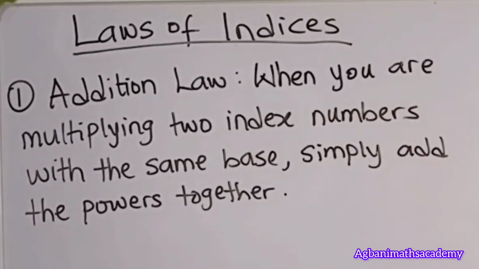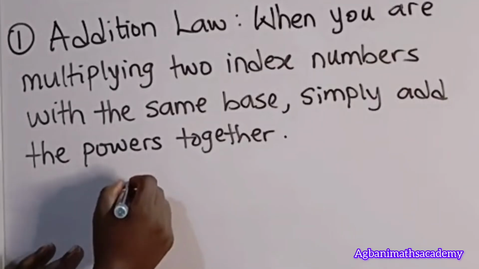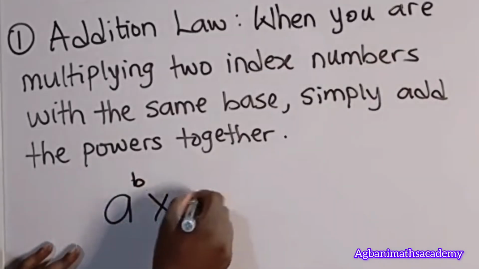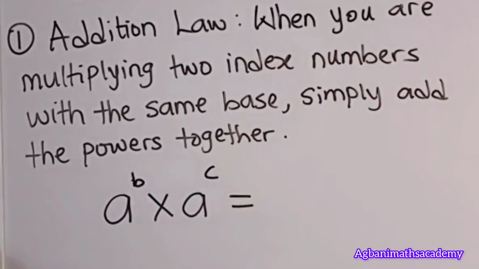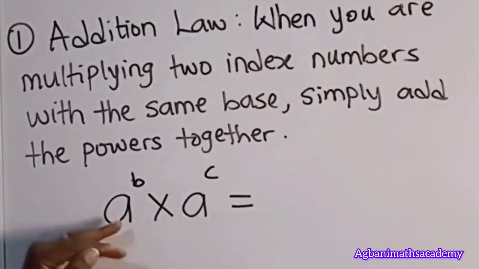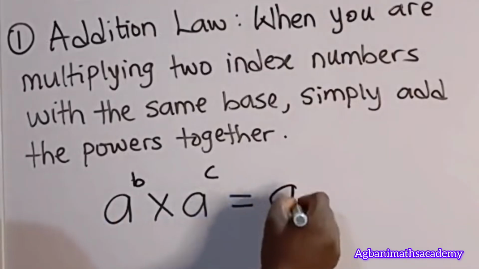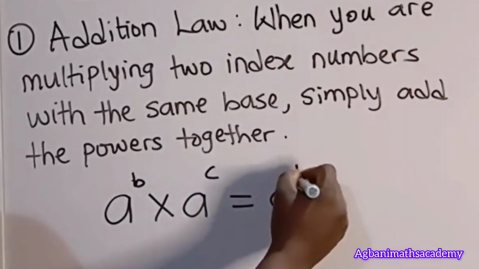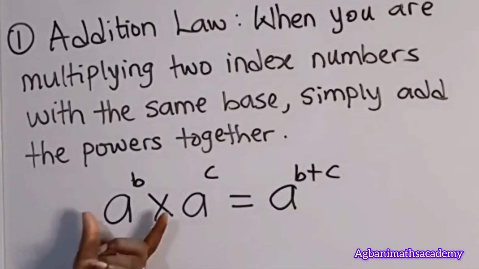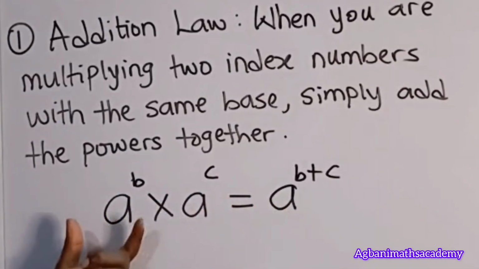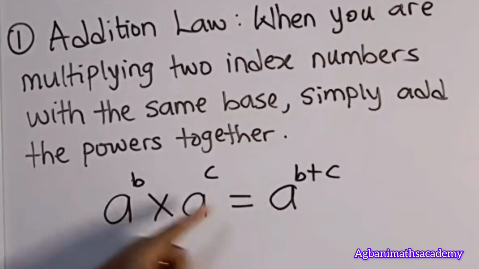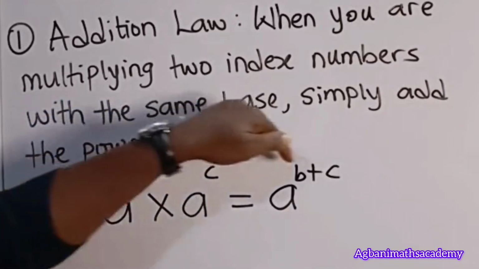So this law means if you have a to the power of b multiplying a to the power of c, what we are going to get is, now if you look here, the base here is a, the base over here is a, so the bases are the same. So if you have two index numbers, you are multiplying them, and the bases are the same, all you need to do is pick one of the two bases. So we have a, and then you add the powers, b plus c. So this is what this law simply tells us. If the bases are the same, pick one of the two bases and then add the powers.